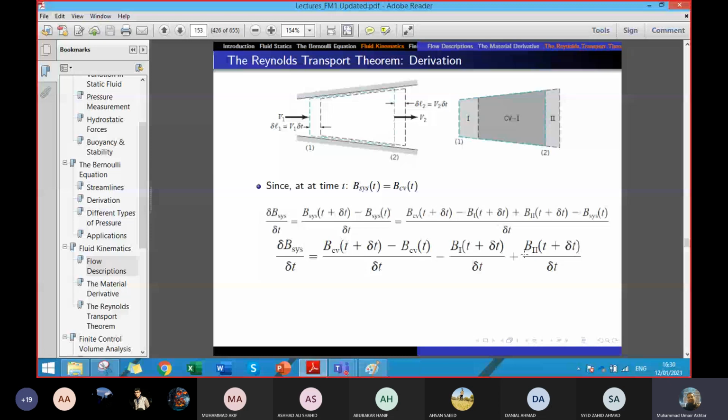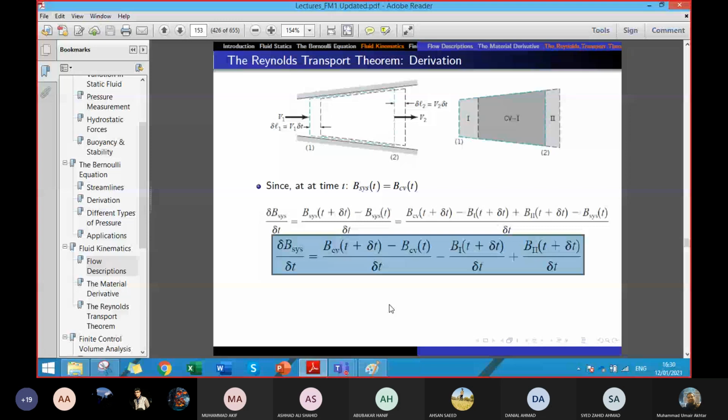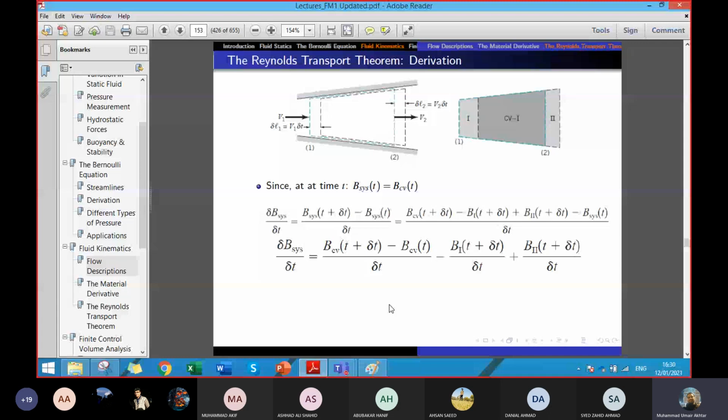Now, if you apply the limit delta T equals 0 on this, what will happen? Do you remember the mathematics of first year or second year, the derivative chapter, chapter number 2 of the second year book? Rate of change of the property. So the first term will be a derivative of the control volume with respect to time, right? Yes, sir. So that would be equivalent to this term. Do you understand this term?